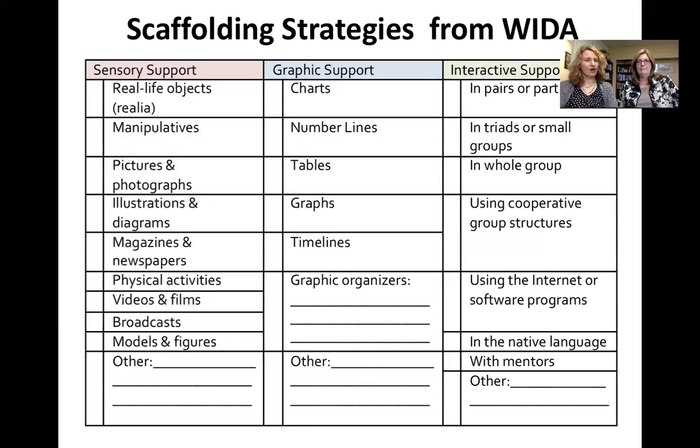We also borrow from WIDA to offer this summary chart of sensory supports, graphic supports, and interactive supports as a sort of guiding framework for co-planning. When co-teachers get together, we invite them to make a commitment that every single lesson will have at least one item from each of these columns. So one sensory, one graphic, and one interactive support.